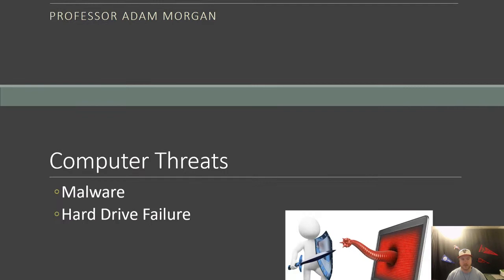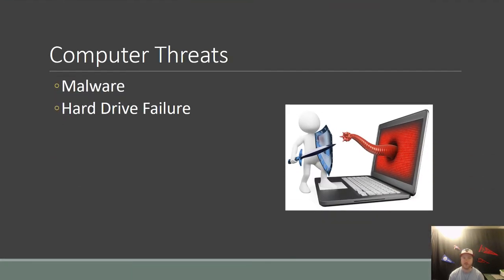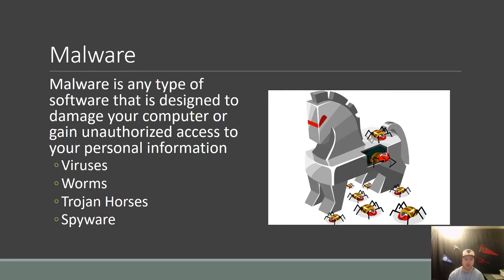So I'm going to talk about two different types of threats here. I'm going to talk about malware, which is a software threat, and hard drive failure, which is more of a hardware threat. The first one being malware. Malware is any type of software that's designed to damage your computer or gain unauthorized access to your personal information. Typically, there's four different types of malware that are most popular, and that would be viruses, worms, Trojan horses, and spyware.